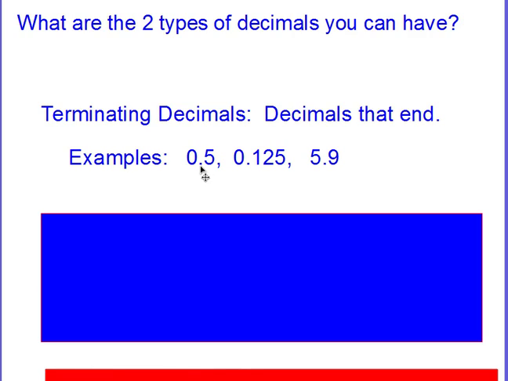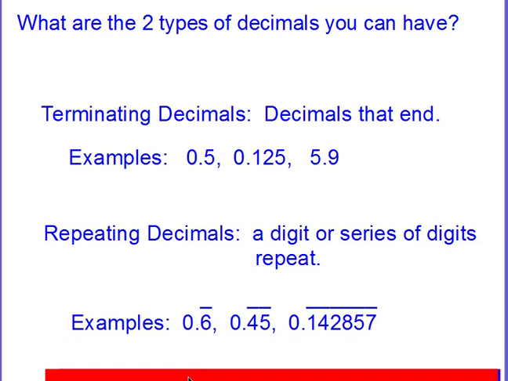Take, for example, 0.5. That is a terminating decimal. It doesn't go any further. 0.125. It's kind of a long decimal, but it doesn't go any further. 5.9. It's also a terminating decimal. So what's the other type of decimal you can have?